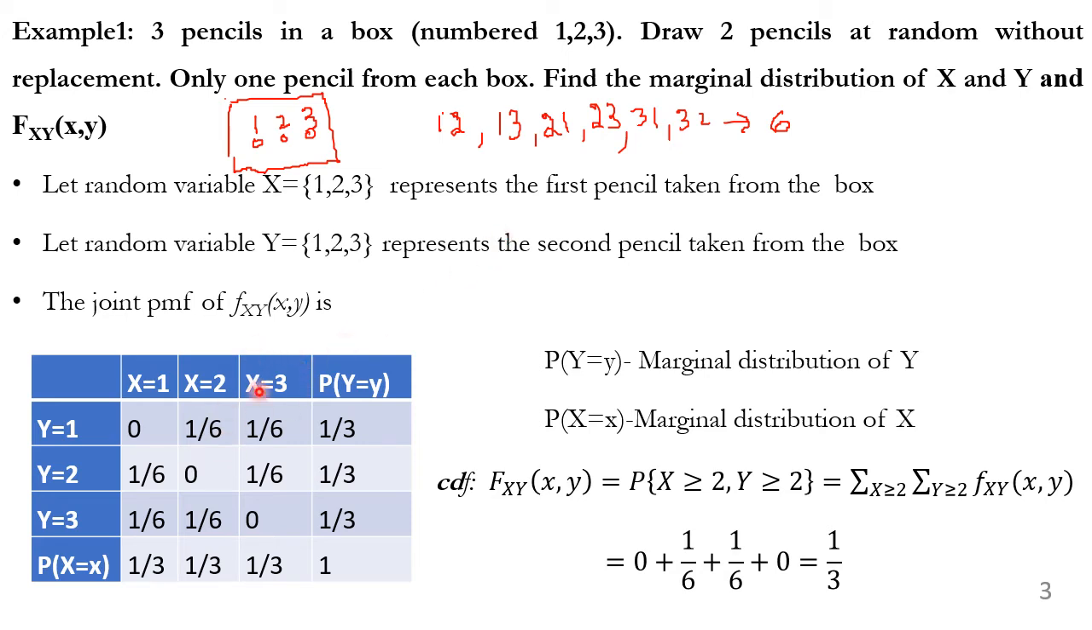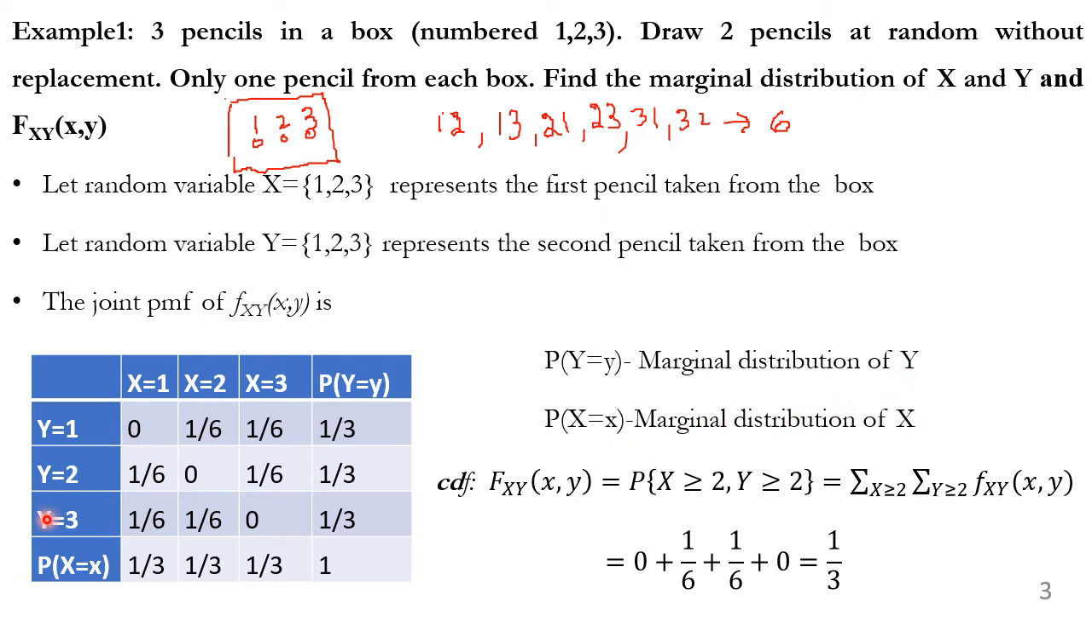And if I draw the 3 numbered pencil first time, then I can also draw the 1 numbered pencil second time, that is 3, 1. So I have only 1 in this, so therefore it is 1 by 6. When I add these two, 1 by 6 plus 1 by 6, I get 2 by 6, that is 1 by 3, and this is known as the marginal distribution of y at 1.